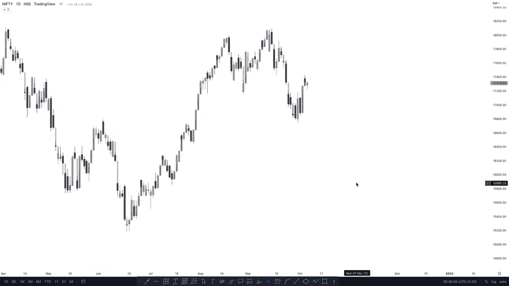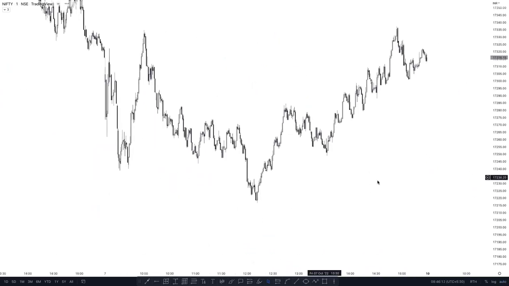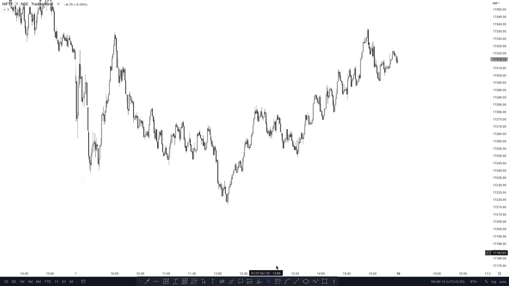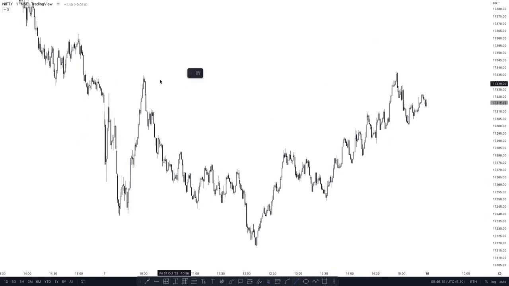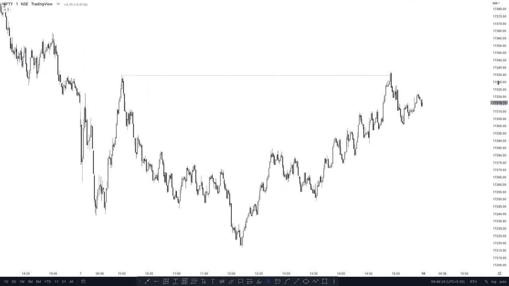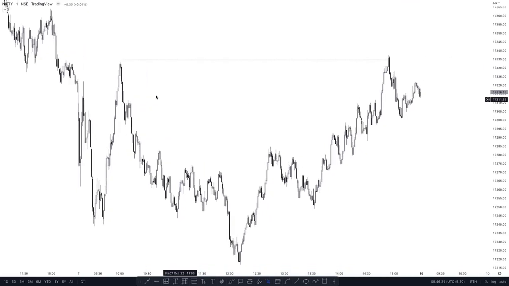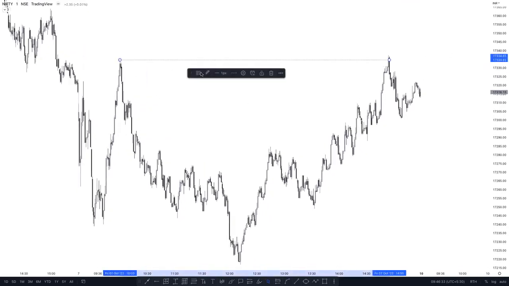Sure. Actually, a type 2 entry is after taking out the inducement. Let me show you exactly that. For example, here, this one is your inducement, right? And price closes above it. Yeah, close above it, right? So this is our inducement for the higher time frame.